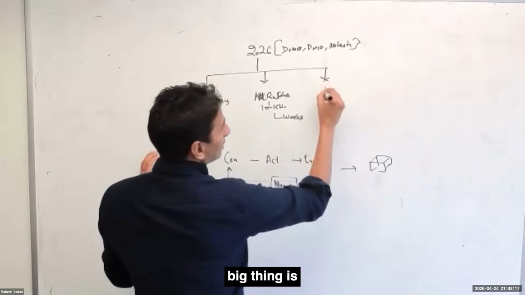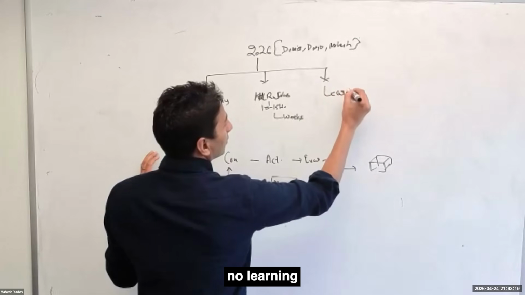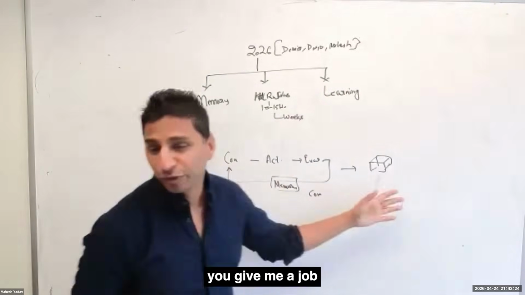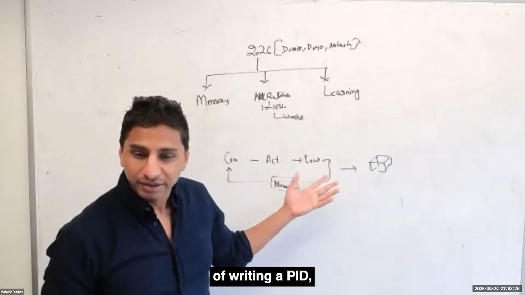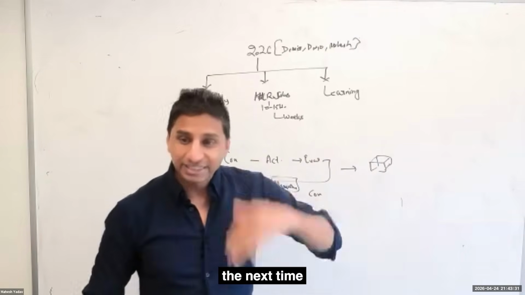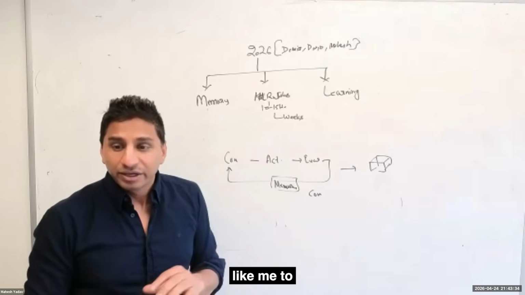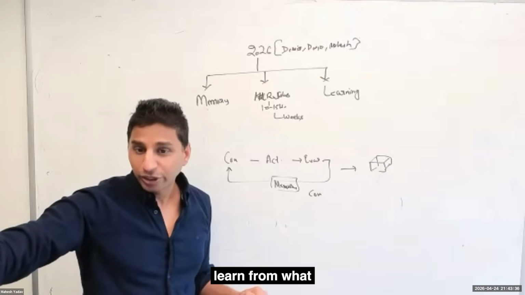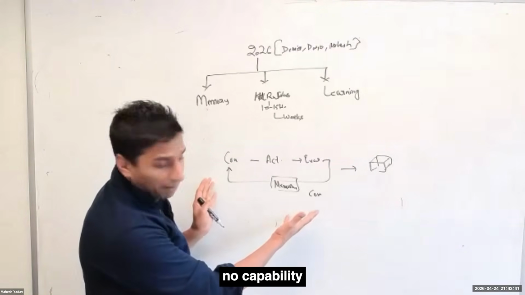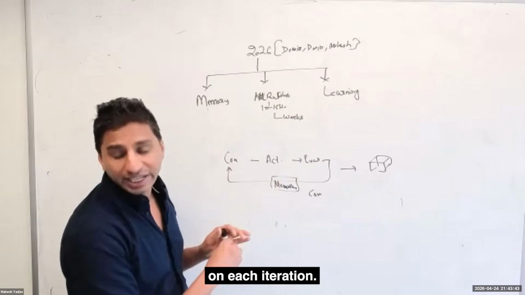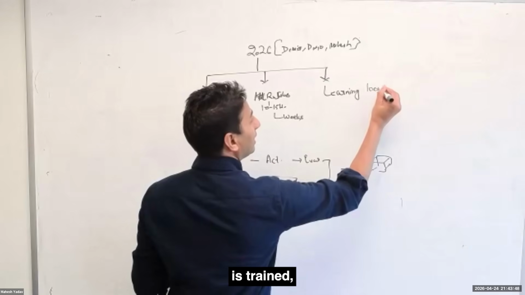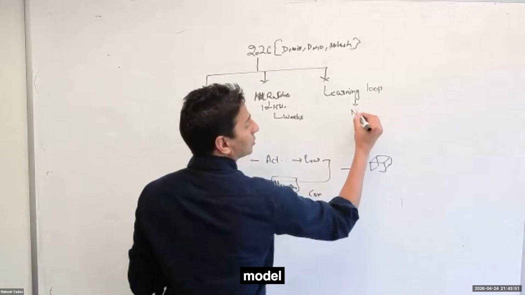And the third big thing is there is no learning once a job is solved. So if you give me a job of writing a PRD, and I write a PRD and then you go and review that PRD, the next time you come in, you would like me to learn from what you reviewed or what comments you gave. But there is no out-of-the-box capability that's learning on each iteration. So there is no learning loop. Once the model is trained, the model stops learning.